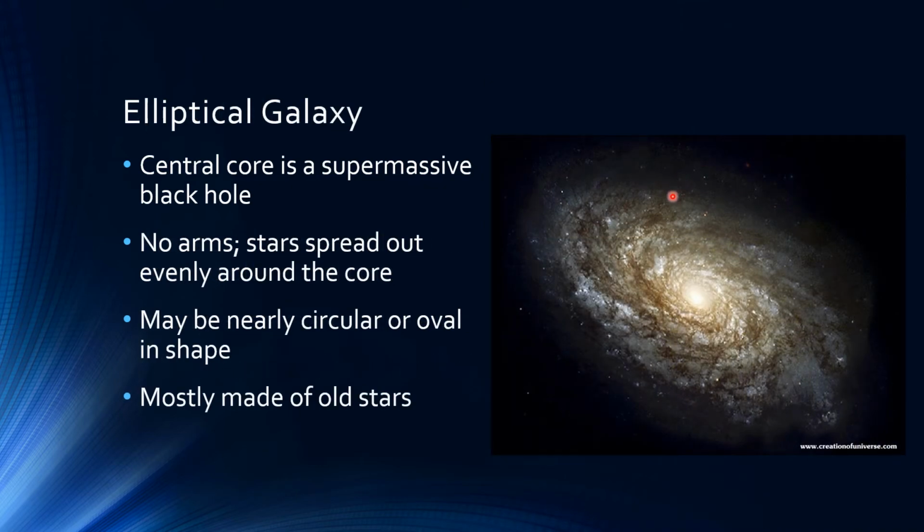Our elliptical galaxies, or oval-shaped galaxies. The central core, right here, there's going to be a supermassive black hole. There's no arms, and the stars are going to be more spread out evenly around the core. Mostly made of old stars. We're not going to see a lot of new star formation in elliptical galaxies.